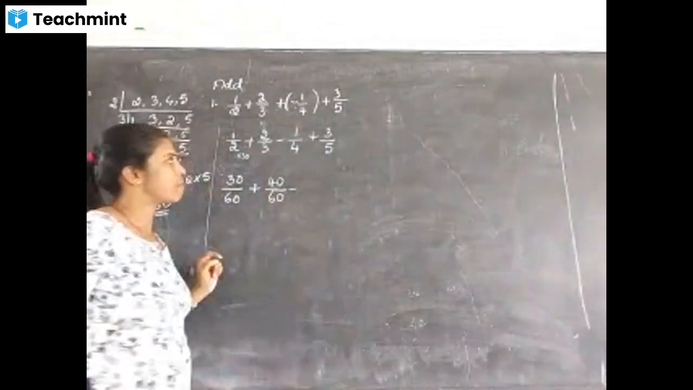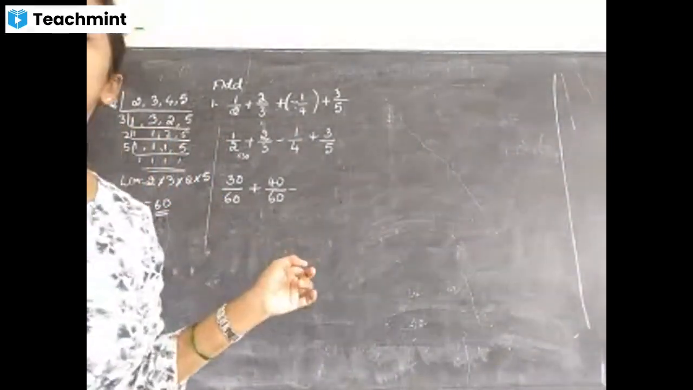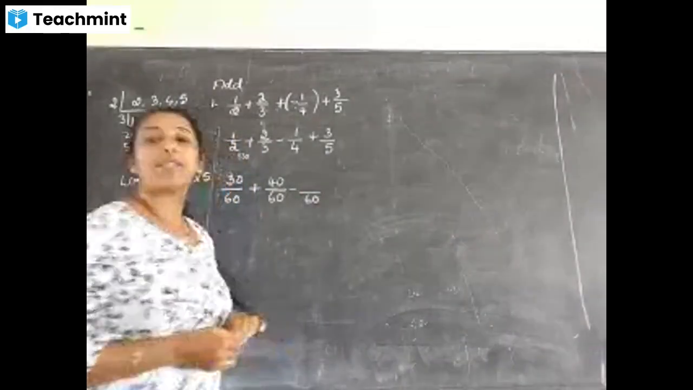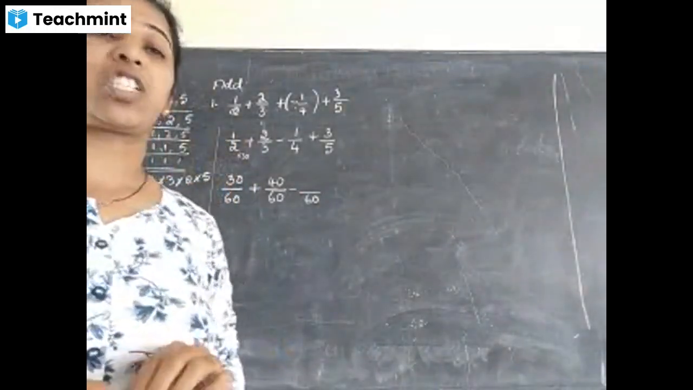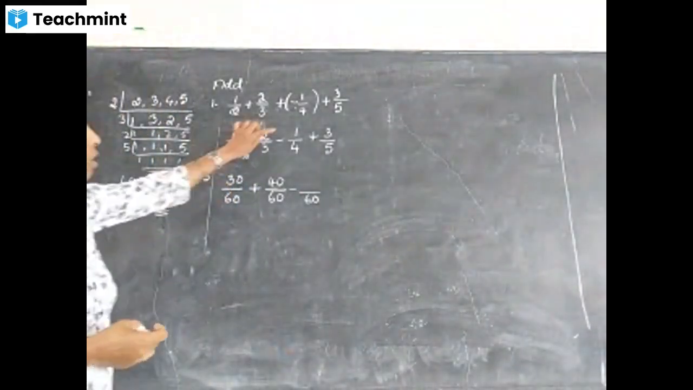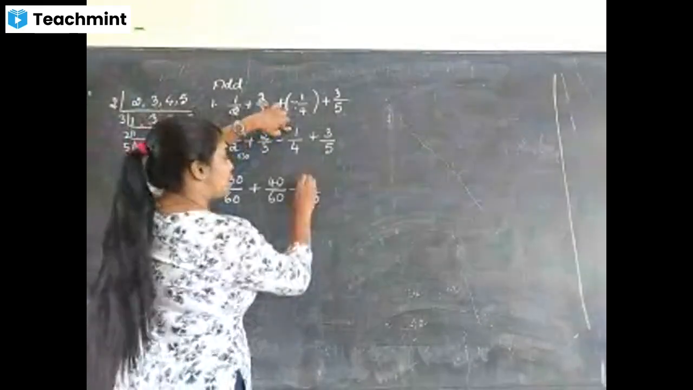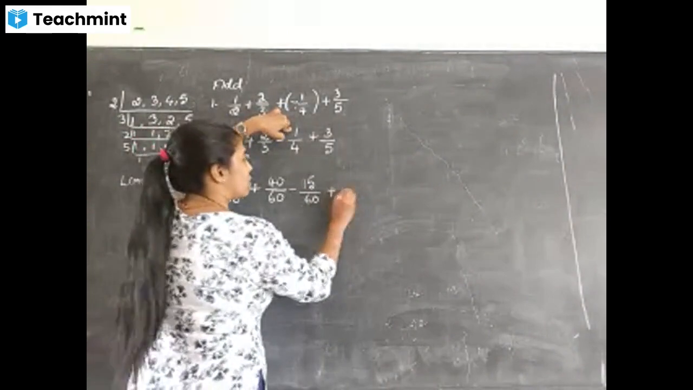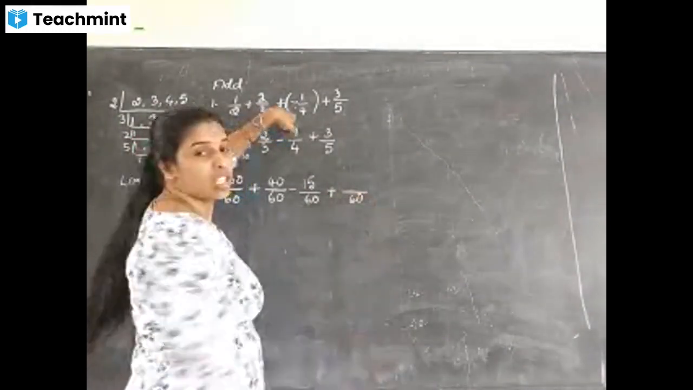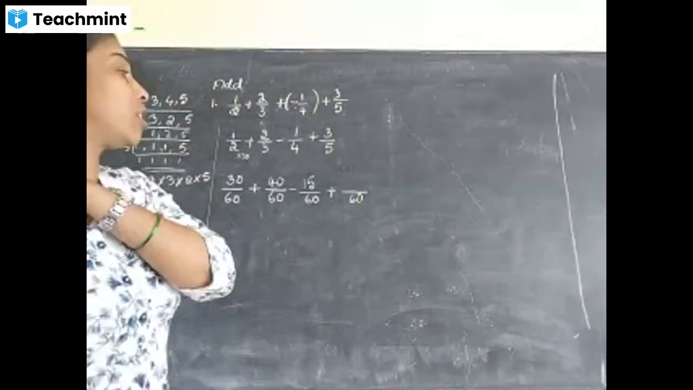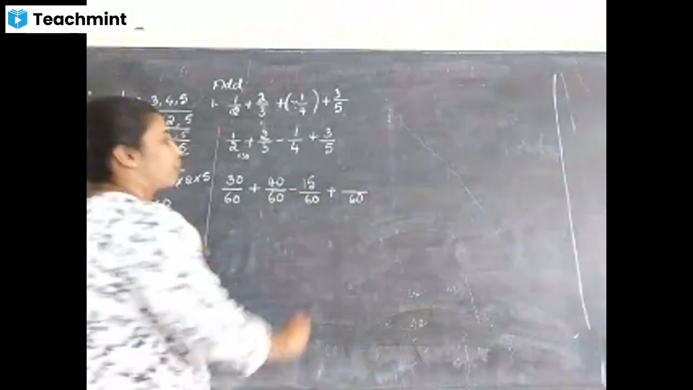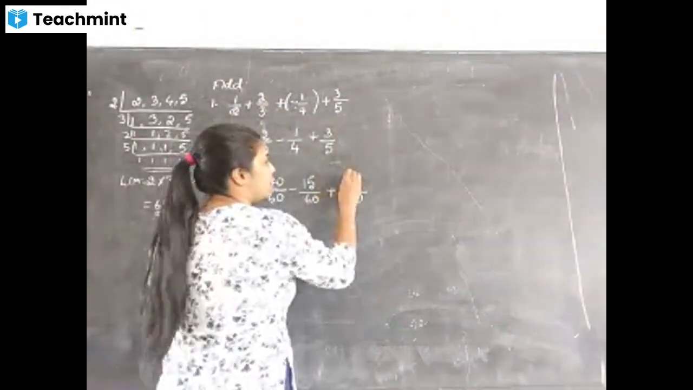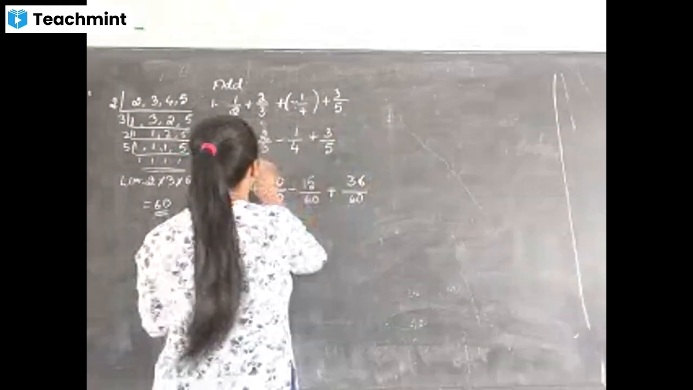Minus. 4 how much is 60? 4 fifteens are 60. The numerator contains 1, so 1 fifteen is 15. Plus. 5 how much is 60? 5 twelves are 60. So 3 twelves are 36.